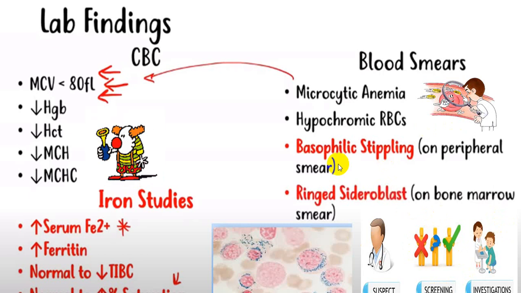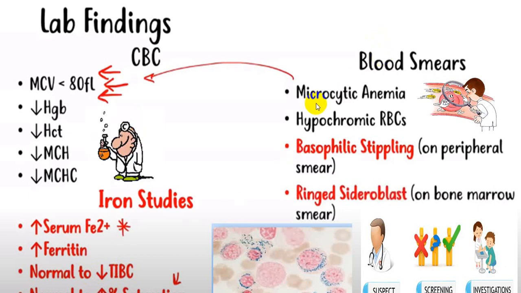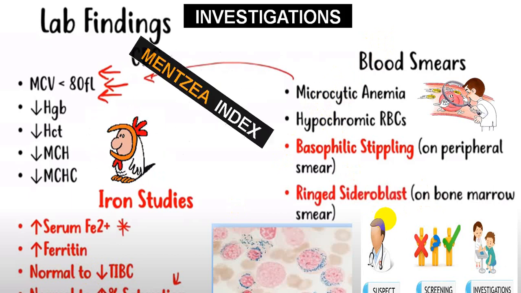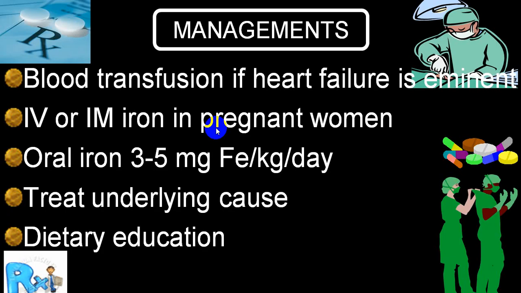Laboratory finding wise, we have told you the classical findings of all microcytic anemia: MCV will be less than 80, hemoglobin will be reduced, hematocrit will be reduced, MCHC will be low. In iron study, serum iron level will be elevated, ferritin level will be elevated, TIBC will be normal to low, and saturation will be increased. In a peripheral smear, you will get microcytic, hypochromic anemia and basophilic stippling. In the bone marrow, you will get ring sideroblasts when you do special iron staining. And there is something called the Mentzer index, which will be abnormal.